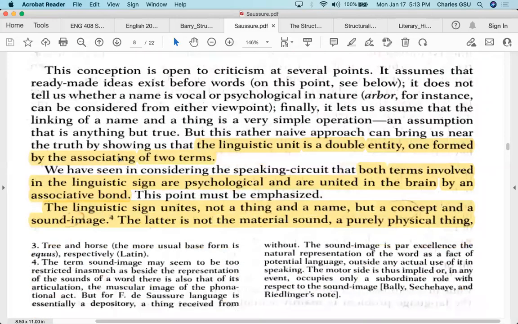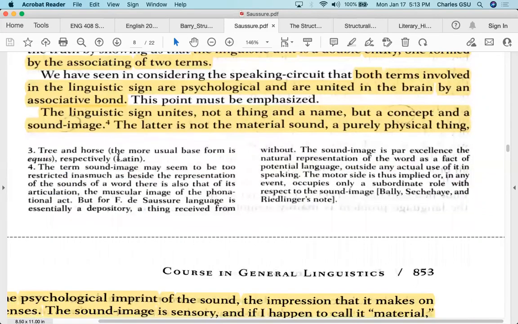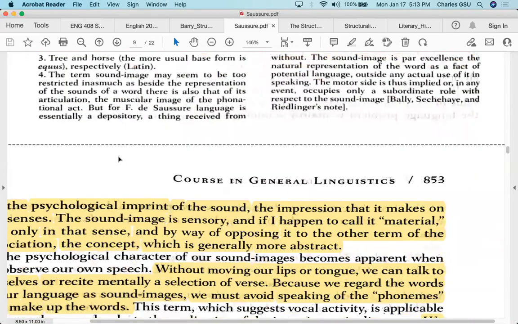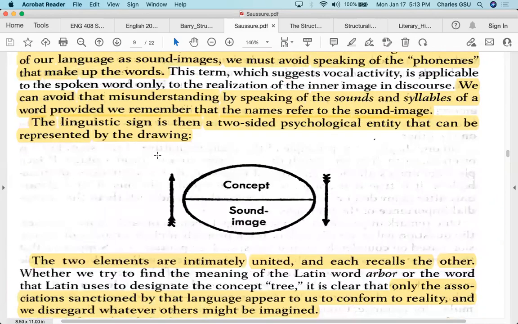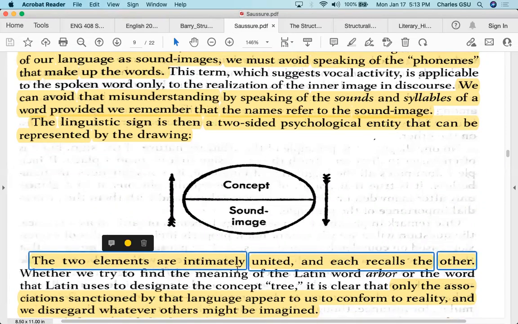So he has a lot of language here to describe this. But what I've done is, and here's another image, and these arrows going back and forth, like I said earlier, of a piece of paper or a coin. If you spin the coin so fast that you can't see either side discreetly, it's just one kind of blur. That's exactly how you should think of a sign, that they're inseparable from each other. You can't have one without the other. And he says here, the two elements are intimately united and each recalls the other. Therefore, that's how you have the sign arrows going up and down.